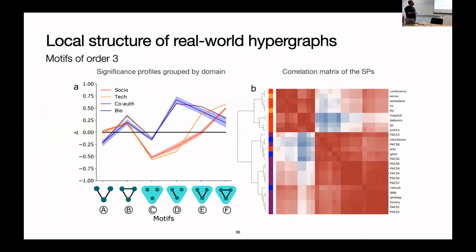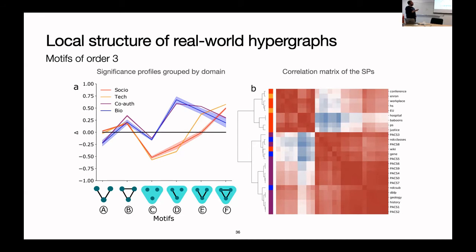So we employed again the significance profile analysis and correlation matrix analysis, and we found basically that there are motifs that are overexpressed in certain networks. We found out that the significance profiles of the co-authorship and biological networks, so sort of more affiliation networks, tend to be really correlated, so they share the important motifs. We found that the more social data and technological data, so emails, also sociological data, tend to share the important motifs. And we find some nice patterns.